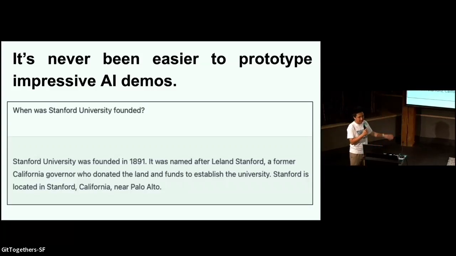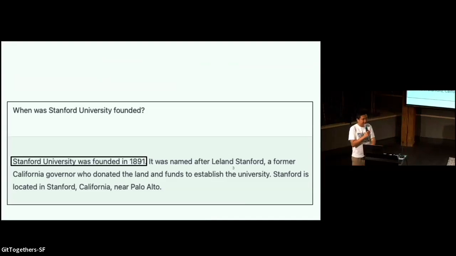So we ask the language model, when was Stanford University founded? And the language model gives us quite impressive results. I think we were not able to get this kind of paragraph result 10 years ago. However, the problem is that it is not correct. It says Stanford University was founded in 1891, which is not correct. It was founded a few years before that.